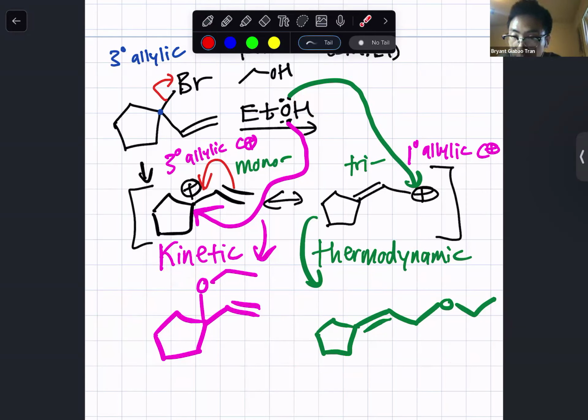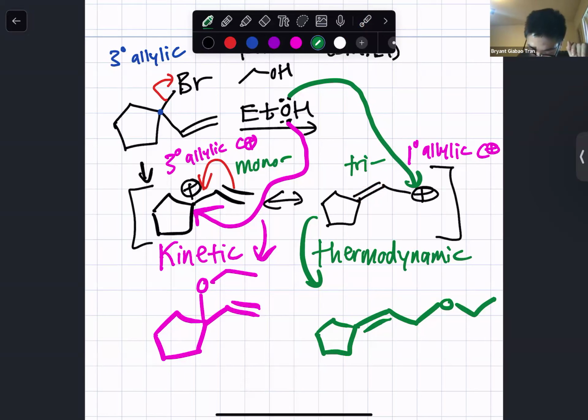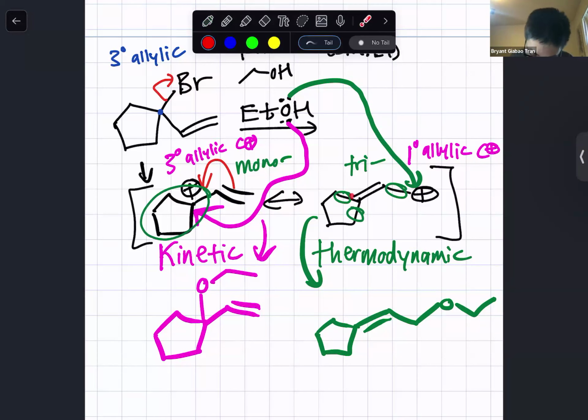So why is it tri? Is it because of the ring? Yes, this double bond here is tri-substituted because there are 3 R groups around it. There are 1, 2, 3 R groups around that double bond, making that a tri-substituted double bond. This is a mono-substituted double bond because there is only 1 R group there. Right? These count as separate R groups right here.